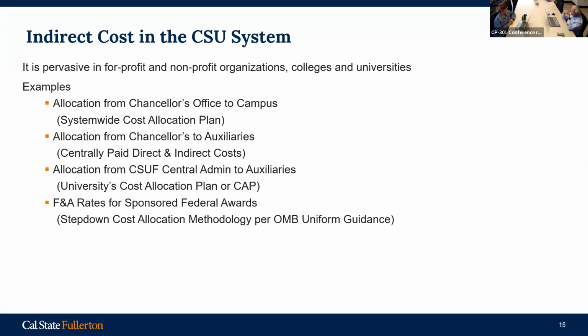And then sometimes some of the costs, the chancellor's office directly pays for the auxiliaries. Those costs once paid, they flow down the cost to the particular auxiliary. And then we have the university cost allocation plan. And then there is a special rate that the university negotiates with the federal government. It's called the F&A rate. And this is applicable only for sponsored awards.